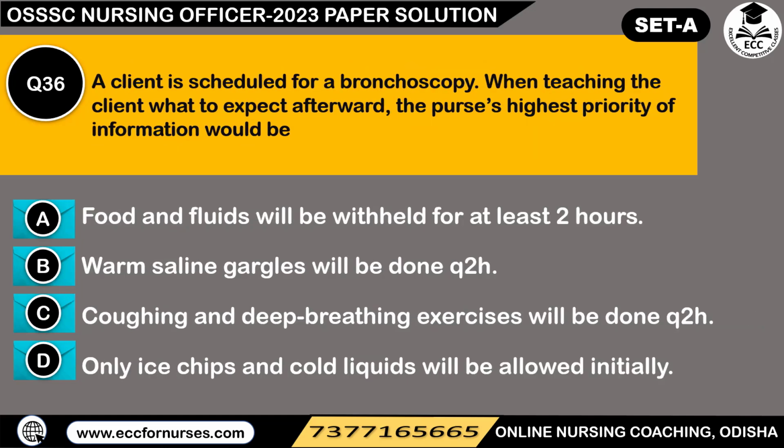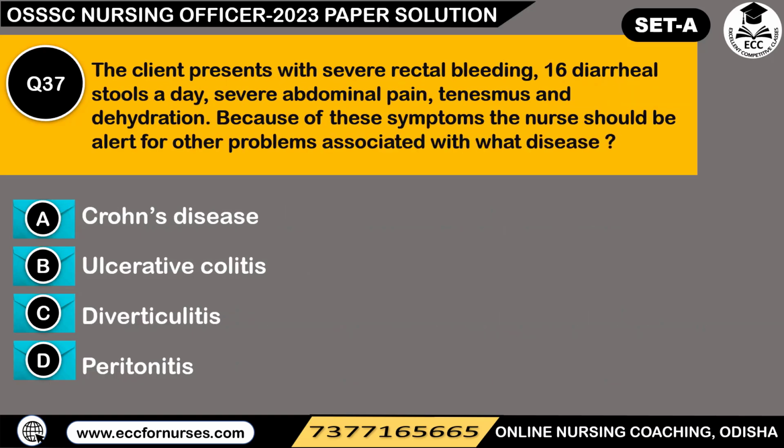Question number 36. A client is scheduled for a bronchoscopy. When teaching the client what to expect afterward, the nurse's highest priority of the information would be the food and fluids will be withheld for at least 2 hours. Question number 37. The client presents with severe rectal bleeding, 16 diarrheal stools a day, severe abdominal pain, tenesmus, and dehydration.